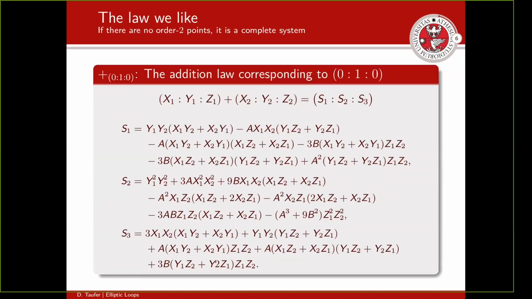Of course, I don't want you to remember anything of this mess, but I just want to point out that this has b degree 2 if you count the occurrences of variables with index 1. You see that in each term there are two variables of index 1 and two variables of index 2. So this is an addition formula which works for every pair of points, except those which have 0 y coordinate.